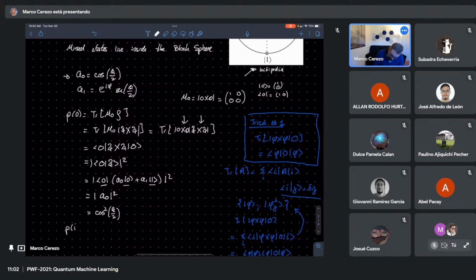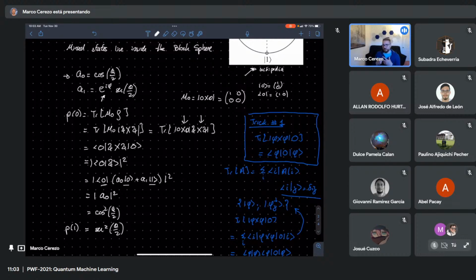Similarly, we can prove that the probability of 1 is equal to the sine squared of theta over 2. So why do we only have the sine squared? What happened to phi? Well, we're taking the complex conjugate. So this is just a phase, and the phase is not going to play any role here. So the probabilities of 0 and 1 only care about theta, right? And why is this?